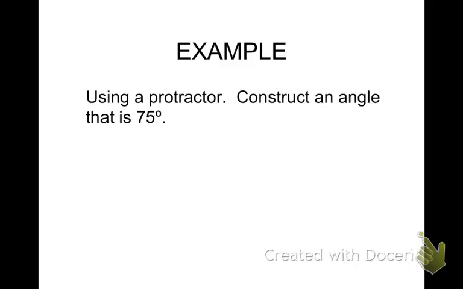Make a line, put an arrow, dot for your endpoint. Okay. Now, how am I going to get that terminal ray to go to 75 degrees? Well, we're going to put that hole, the center of our protractor, on top of our vertex. We're going to line up our 0 line with our initial ray.